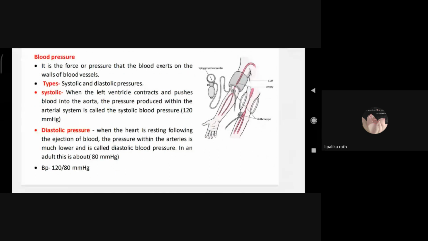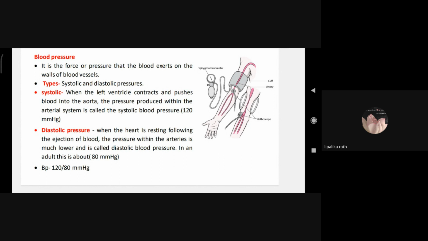And when the heart is resting following the ejection of blood, pressure within the arteries is much lower and it is called diastolic pressure. So when the heart is relaxing, at that time there is less pressure on the artery walls too. So it is known as diastolic pressure.